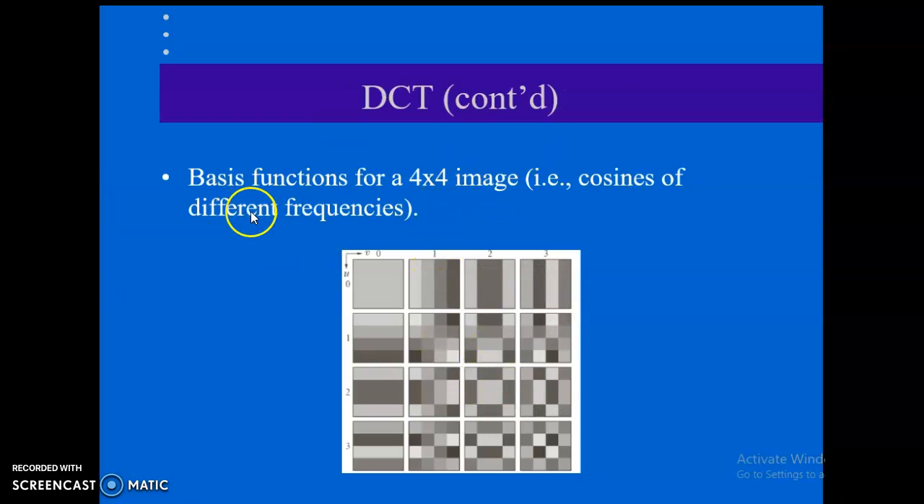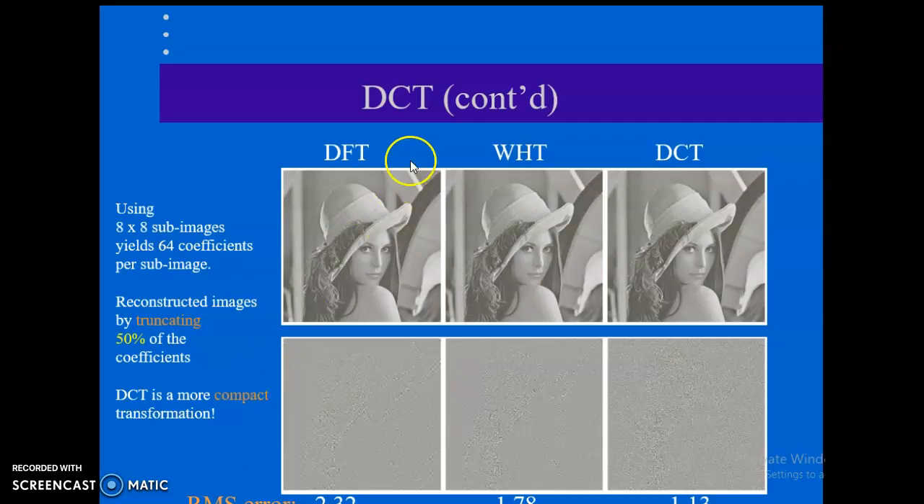DCT continued: basis functions for a 4 cross 4 image, that is cosines of different frequencies. Compare DCT with DFT, WHT. Using 8 cross 8 subimages yields 64 coefficients per subimage. Reconstructed images by truncating 50% of the coefficients. DCT is a more compact transformation.